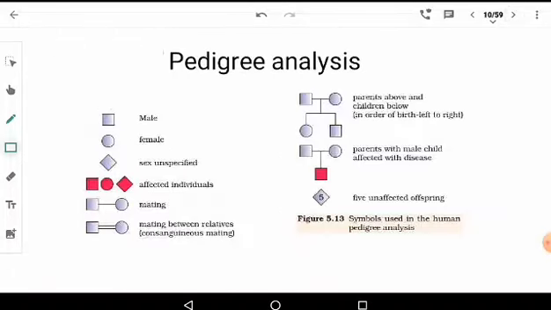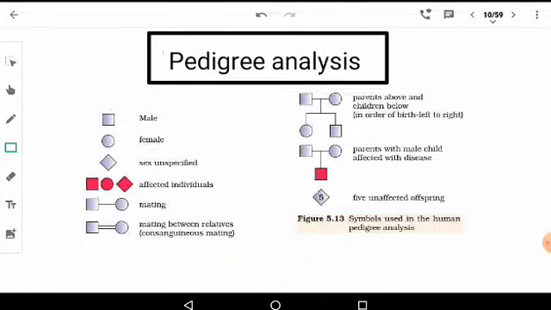Let's move on to a very important topic of this chapter, that is pedigree analysis. Now pedigree analysis is basically the family tree, and it helps us to predict whether an organism in any of the future generations shows a particular disease or a trait. So before we move to the pedigree questions, we have to understand the basic symbols in pedigree. As you can see over here, a square is going to represent a male, a circle is going to represent a female.